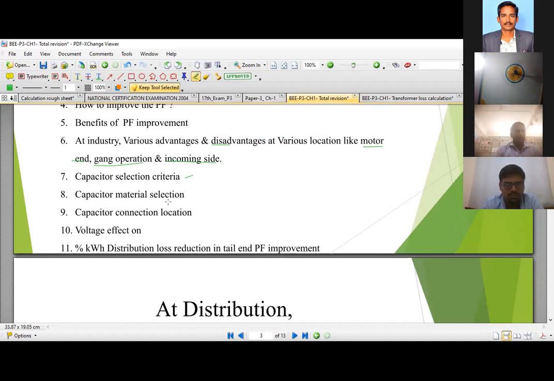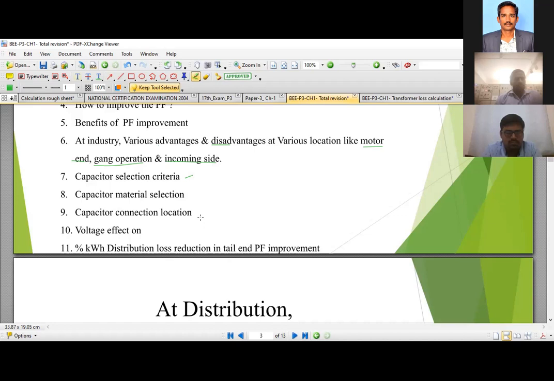Capacitor. I will show you everything one time. Capacitor connection location: near to the load center or transformer. Suppose near the transformer side connection, which side do we need to connect? The LV side. The LV side is the shunt type we have to connect to.